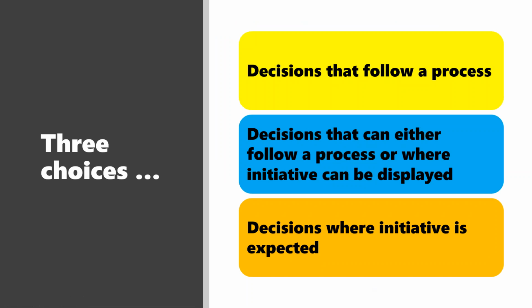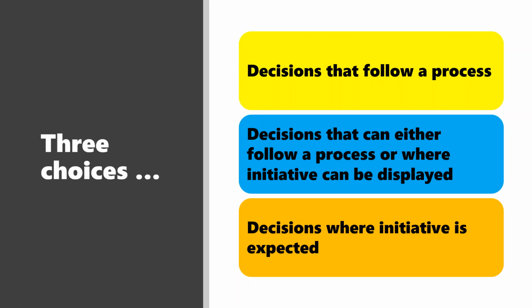In the yellow, there are decisions that must follow a process. So these are things like safety and regulatory type decisions, where there is a clearly defined process or system that has to be followed. And you expect people to follow it, and you would follow it, and that would be your expectation. Now, if we go to the orange before I deal with the blue, right at the bottom, you've got there decisions where initiative is expected.